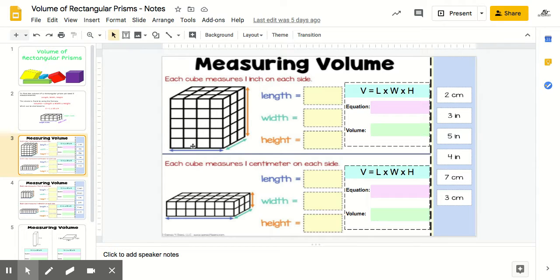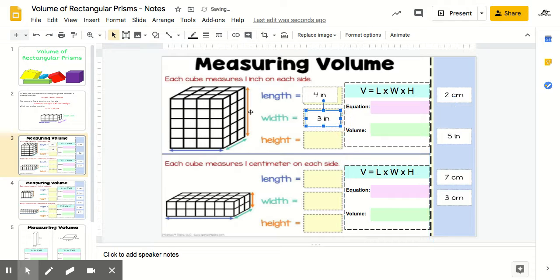So here I have 1, 2, 3, 4. So that tells me that this length here is equal to 4 inches. So I'm simply going to drag and drop this 4 inches right here. Now I'm going to look for the width. The width is right here in green. I simply have to count the boxes, 1, 2, 3. So there's 3 boxes, which means that the width is going to be 3 inches. Okay, then we have the height, which is over here in orange. So I'm simply going to count 1, 2, 3, 4, 5. There are 5 boxes representing the height. So that means that the height of this rectangular prism is 5 inches.